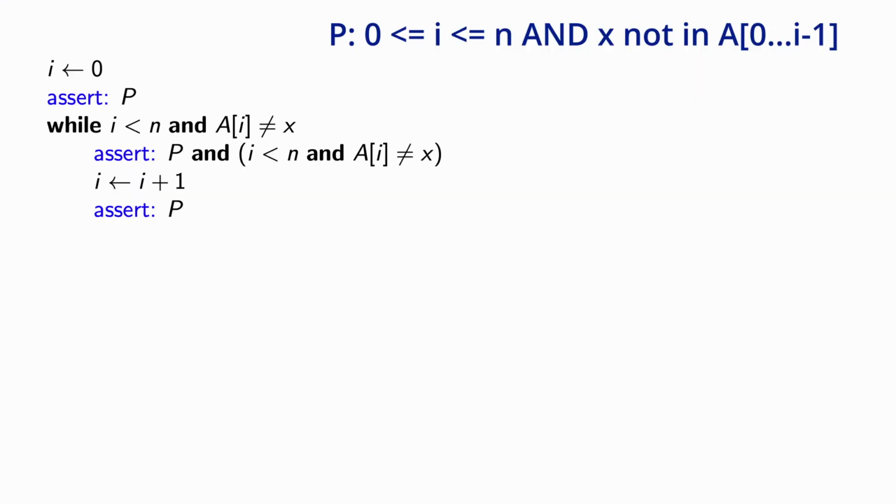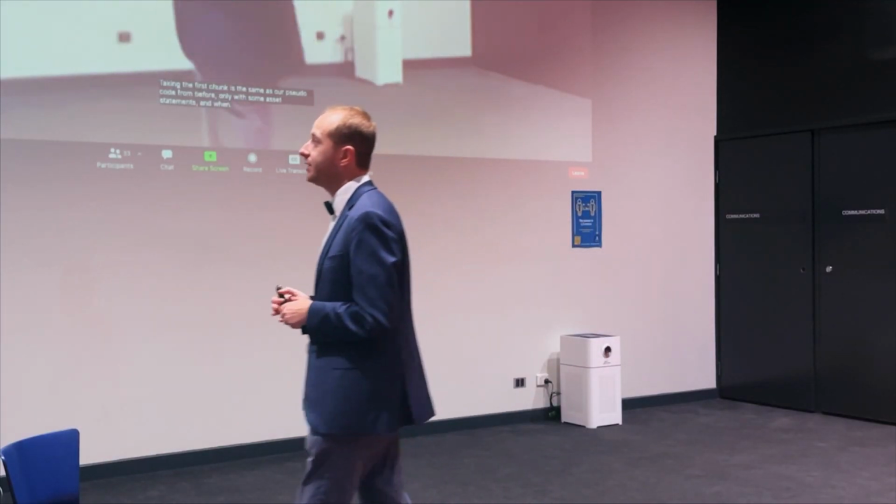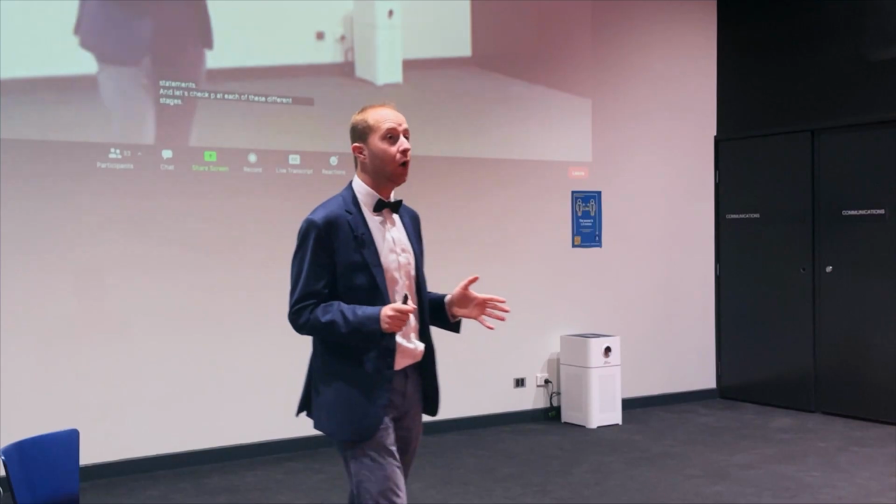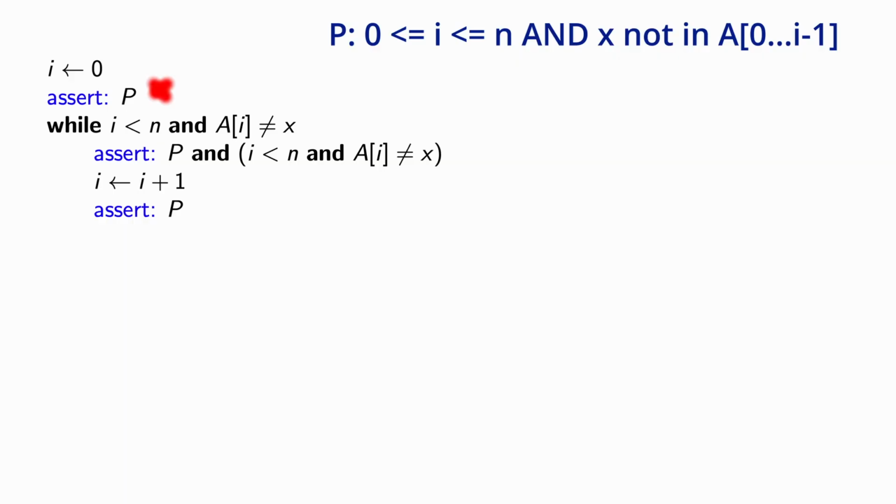Taking the first chunk, this is the same as our pseudocode from before, only with some assert statements. And let's check P at each of these different stages. Remember the statement P was that I, the index, is between 0 and n inclusive, and that the array element that we're searching for isn't in the ones that we've already seen. So let's check it at the beginning. Set I to 0. The first chunk of our statement P was that I is between 0 and n inclusive. Is 0 between 0 and n inclusive? Yes. So we move to the second half of our assertion statement.